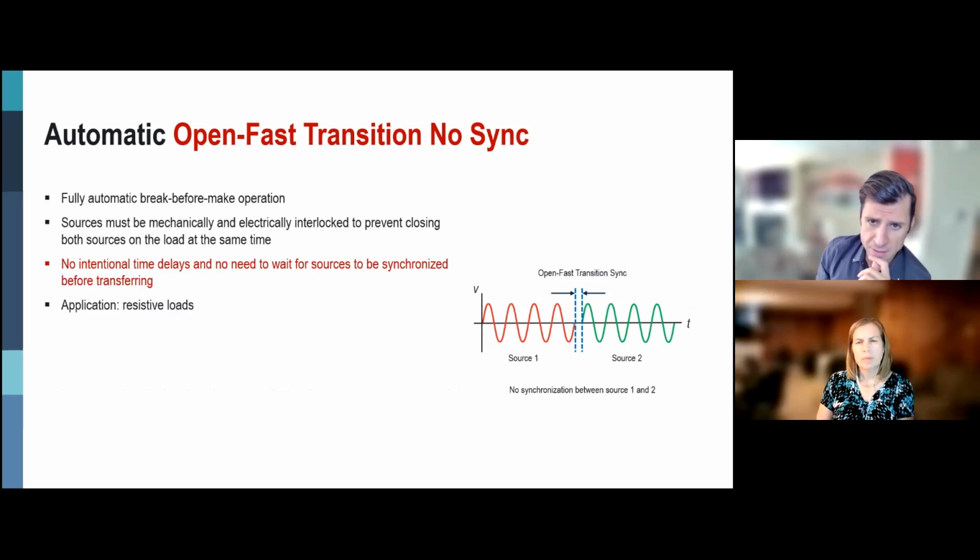The open fast transition, no sync, again, is similar to the previous one, but we don't really care if the two sources are in sync. So they can be completely out of sync. Why? Because with no sync, the load is resistive. With resistive loads, you really don't care for the two sources to be synchronized.